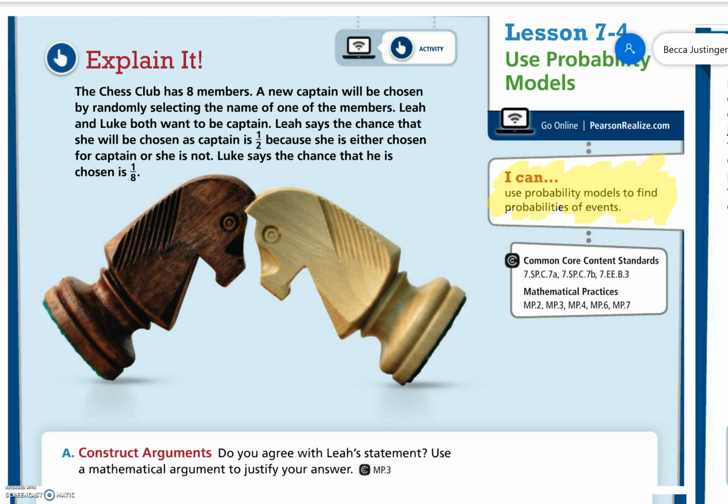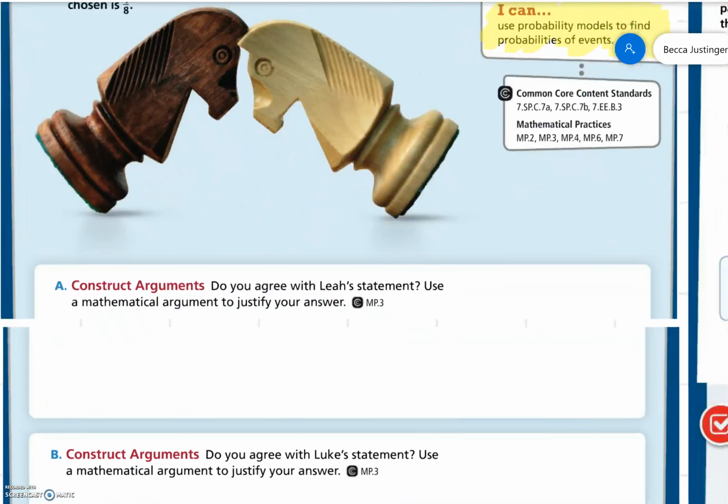The chess club has 8 members. A new captain will be chosen randomly, selecting the name of one of the members. Leah and Luke both want to be captain. Leah says the chance that she will be chosen as captain is 1/2, because either she is chosen for captain or she is not. Luke says that the chance he is chosen is 1/8.